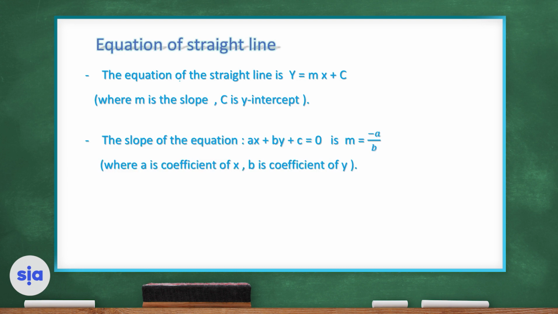The slope of the equation ax plus by plus c equals 0 is m, which, for sure, is minus a over b. a is the coefficient of x, which is the number beside x, and b is the coefficient of y, which is the number beside y. So if the equation is given in the format ax plus by plus c equals 0, then the slope is negative the coefficient of x over the coefficient of y.